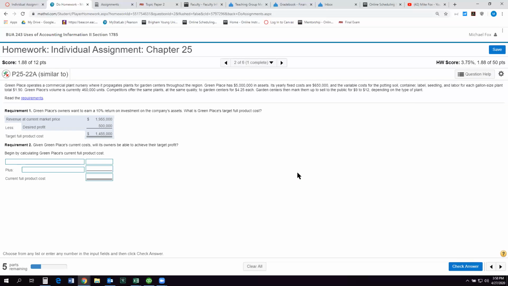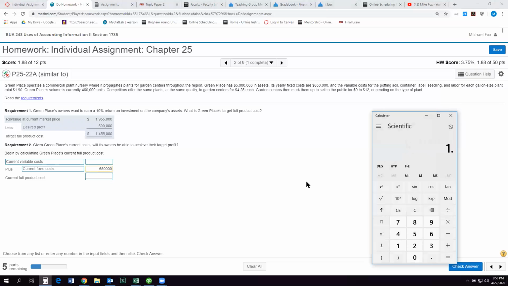So for the second requirement, they're going to ask us, will we be able to achieve our target profit? First, we'll figure out our full costs. We have the variable costs and the fixed costs. Our fixed costs are 650,000. And our variable cost for potting soil, container label, seedling, and labor for each gallon-sized plant is $1.90. So we'll take that $1.90 times the volume, 460,000 units. So our cost is $883,200.